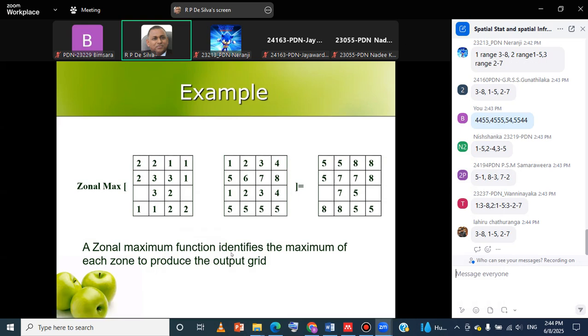So if you ask for the zonal standard deviation, what you need to do is get all the zonal values, calculate the average, subtract from the average, square it, sum it up, divide by the total number, and get the square root of it. That is the standard deviation. So you need to do all that calculation if you ask the standard deviation of the zone.